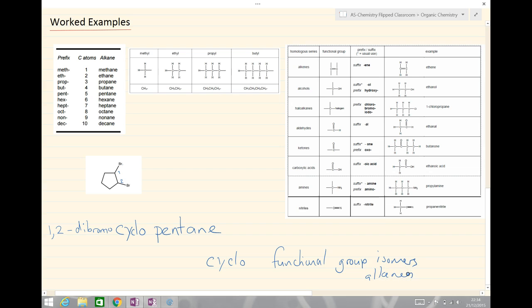And that does come to the end of all of our nomenclature that we might come across in the AS, and it's a case of then practicing and practicing, trying to draw and trying to name those species.